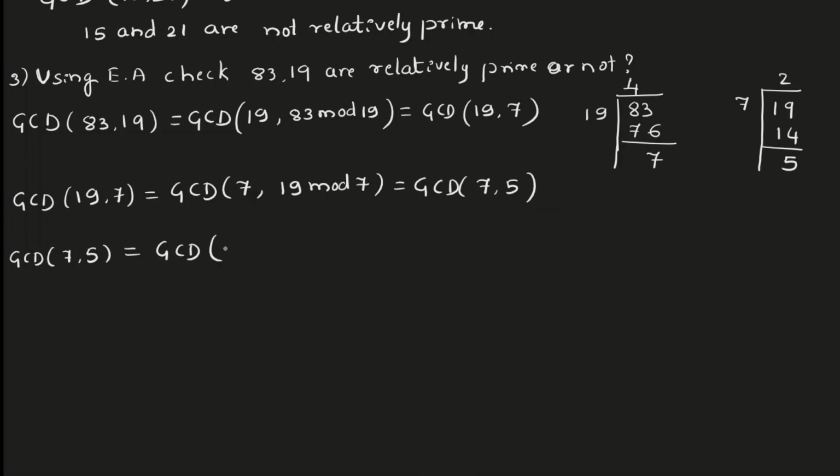GCD of 5, 7 mod 5. So this is equal to here. 5 divides 7, 5 into 1, 5. What is the remainder? Remainder is 2.